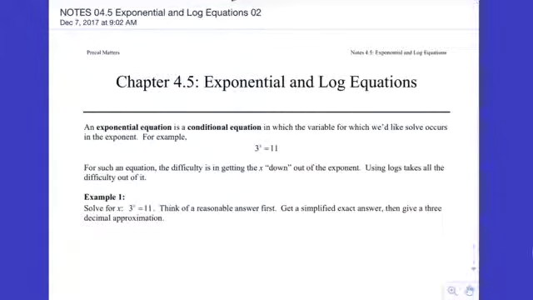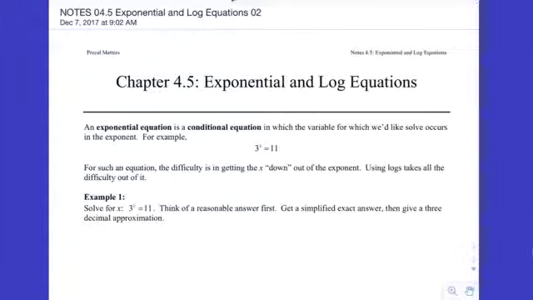So section 4.5 is the last section in chapter 4. It's the last section we're going to cover before we test next Thursday. It'll be 4.1 through 4.5. So 4.5 is kind of putting all the skills we've learned in the previous section together to solve equations.